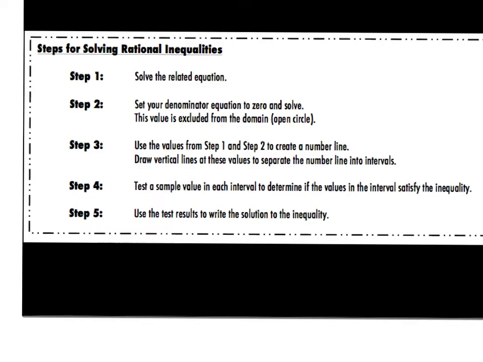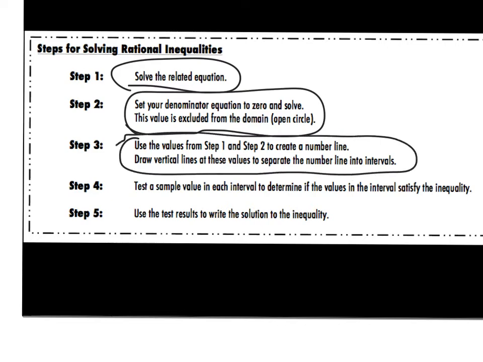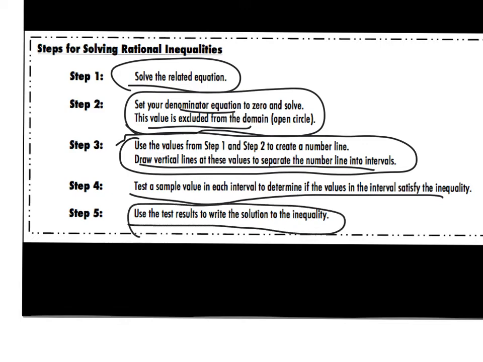What you want to do is look at the related equation and then set your denominator equal to 0 and solve. Then you're going to create a number line and use what you got from the denominator. You're going to sample each interval and see which is true and which is false, and then that's going to be your solution. So that's what you're doing.